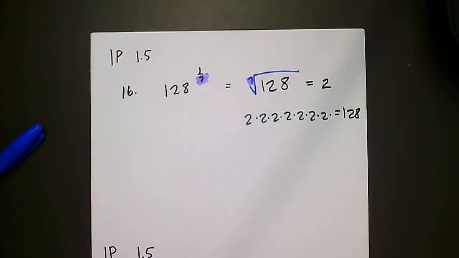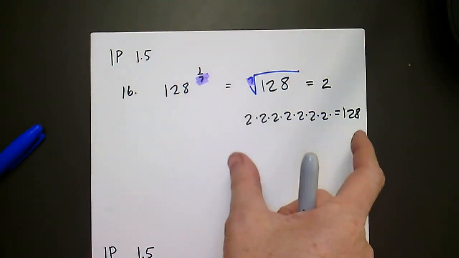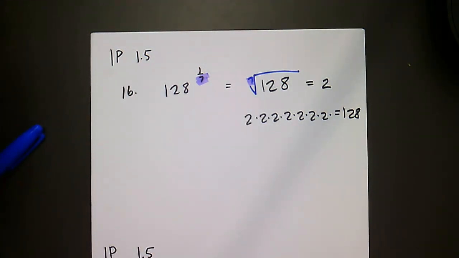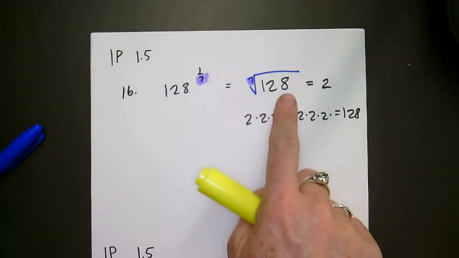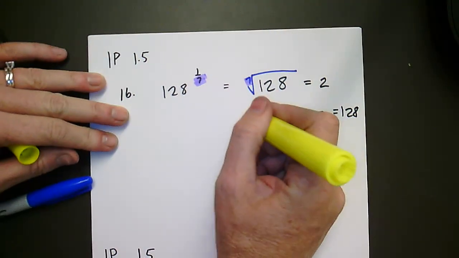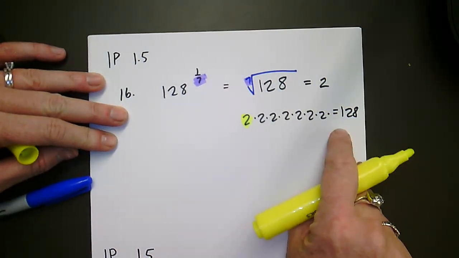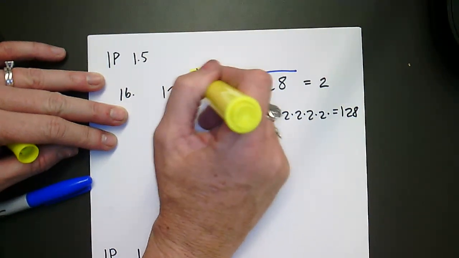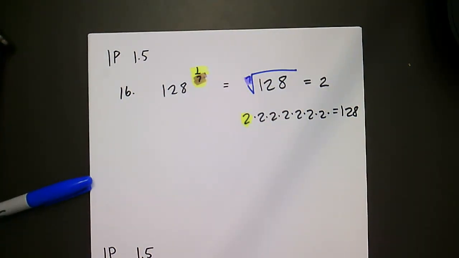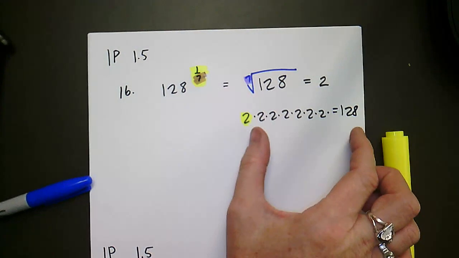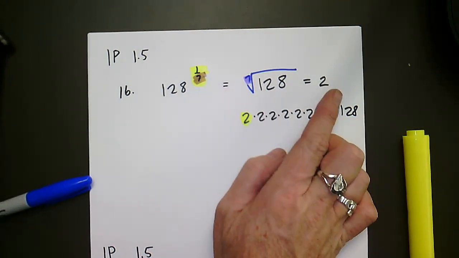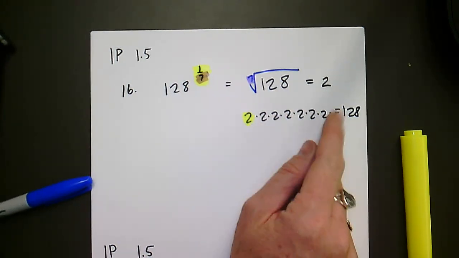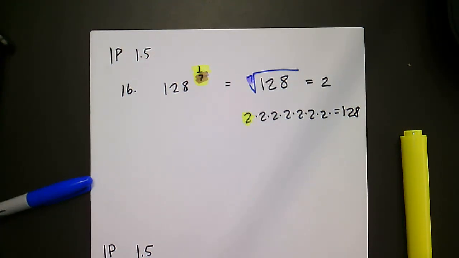Now another way to think about it, instead of looking for the number multiplied by itself 7 times in a row, is if you take the factors of 128 and you take 1 out of 7, you're getting 1/7 of the factors. So that does work as well. 1/7 of the factors is 2, or the 7th root, or the number multiplied by itself 7 times in a row, also 2. Hope that's helpful.